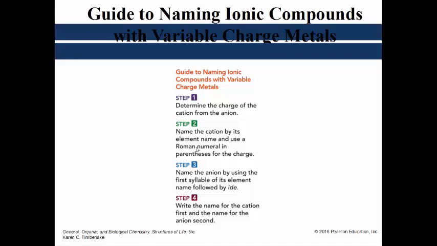Step 1 is just the same. Determine what is the positively charged, or the cation, and what is the negatively charged, or the anion. Name the cation by its element's name, and then use the Roman numeral after that name for clarification. Name the anion, dropping the ending of its word, adding the suffix ide. And step 4, putting all that together.